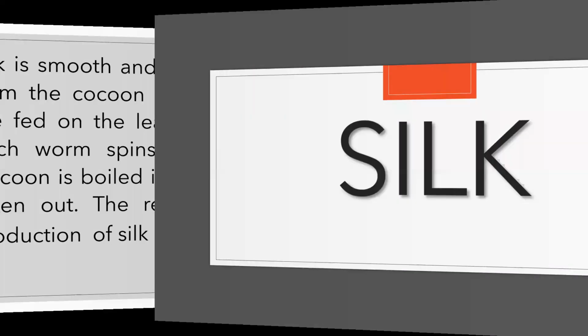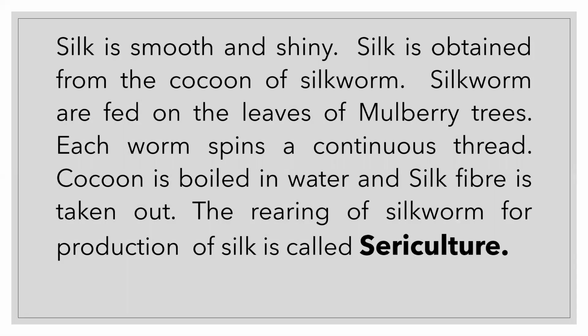Silk. Silk is smooth and shiny. Silk is obtained from the cocoon of the silkworm. Silkworms are fed on the leaves of mulberry trees. Each worm spins a continuous thread. Cocoon is boiled in water and silk fiber is taken out. The rearing of silkworm for production of silk is called sericulture.